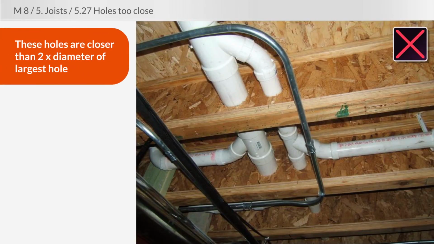Here's a whole series of I-joists in which the holes were placed closer than 2 times the diameter of the largest hole. There might be 7, 8, 9 joists like this. Yeah, it's probably the plumber's fault. Doesn't matter who did it though. You have to write it up.